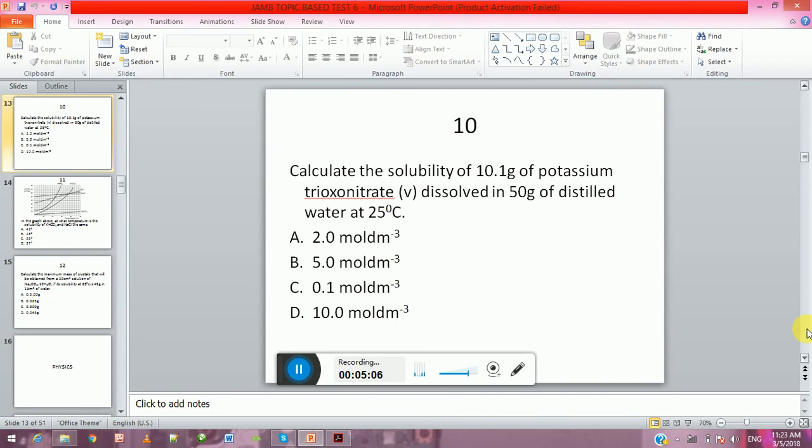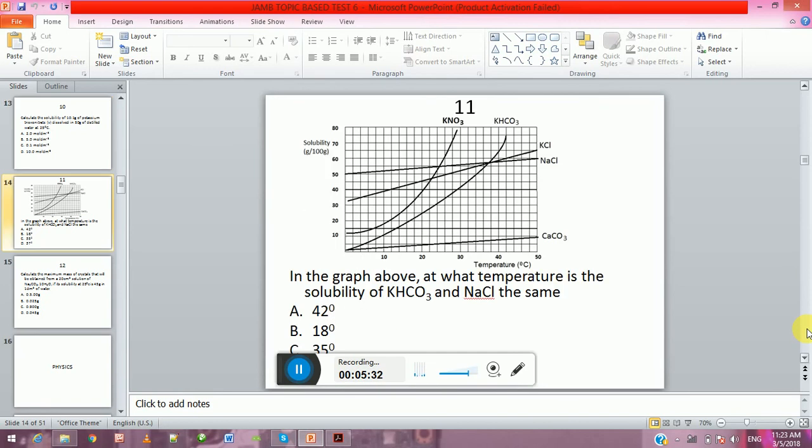Chemistry. Calculate the solubility of 10.1 gram of potassium trioxonitrate 5 dissolved in 50 gram of distilled water at 25 degrees Celsius. A. 2.0 mole per dm cubed. B. 5.0 mole per dm cubed. C. 0.1 mole per dm cubed. D. 10.0 mole per dm cubed.